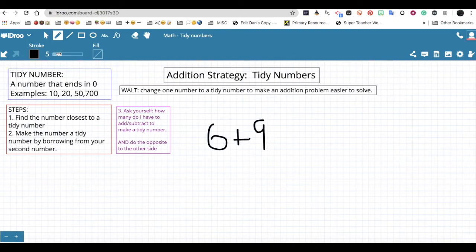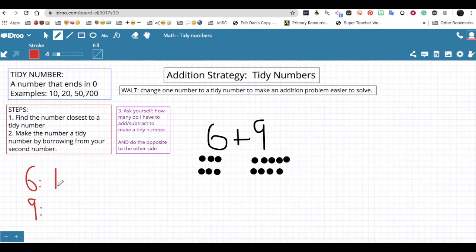Okay, so our first problem, 6 plus 9, and if you want, you can always draw your 6 and your 9 to help you to understand. Okay, so when we look at our instructions, the first step is to find the number that's closest to a tidy number. So if we've got 6 and 9, tell me which number is closest to a tidy number. A tidy number, remember, is a number that ends in 10.